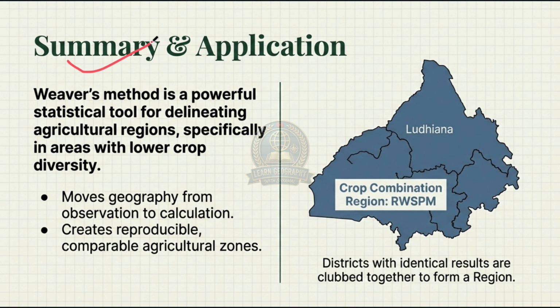This is the summary and application. Weber's method is a powerful statistical tool for delineating agricultural regions, especially in areas with lower crop diversity. It moves geography from observation to calculation, and creates reproducible, comparable agricultural zones. Okay, districts with identical results are clubbed together to form a region. Ludhiana district, crop combination RWSPM. This is the short form of these 5 dominant crops.